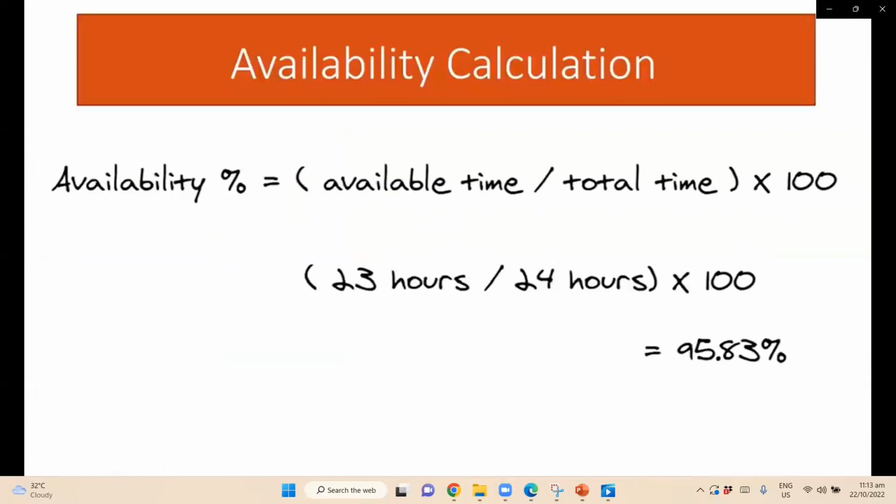The way to calculate that's pretty simple. You just say available time divided by total time, and then you multiply that by 100 to get your percentage. So if your website's available for 23 hours out of the 24-hour day, it's 95.8% available.